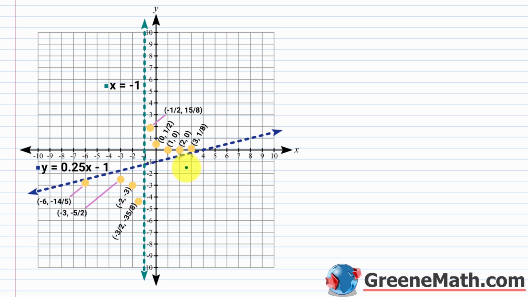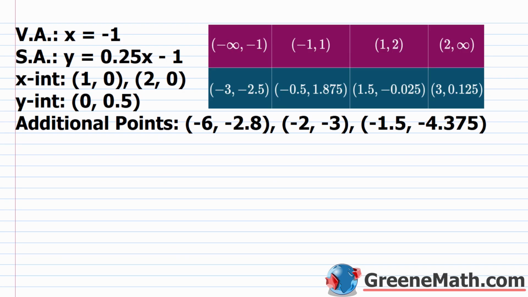So what that means is that when we draw this, we're not going to impact that slant asymptote. So this guy is drawn to approach, but not touch over here, and this guy is drawn to approach, but not touch over here. All right, so let's just put everything together.